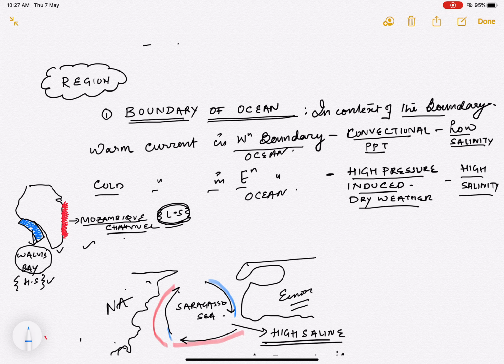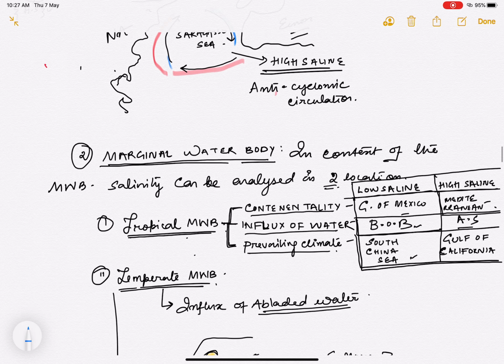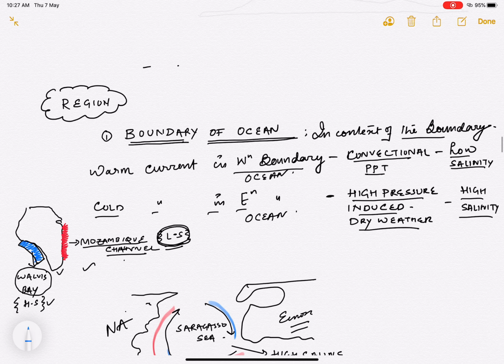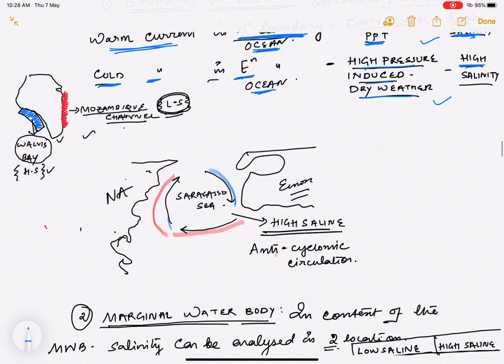Next, regional wise, we'll study it in two contexts. First is your boundary current, and second is your marginal water body. Now, within the boundary currents, in context to the boundaries, the warm current in the western boundary of the ocean. Remember, I'm saying western boundary of the ocean. Western boundary of the ocean equals the eastern boundary of the continent, where there is convectional precipitation, hence low salinity. Similarly, cold current in the eastern part of the ocean, high pressure induced dry weather, high salinity. Done.